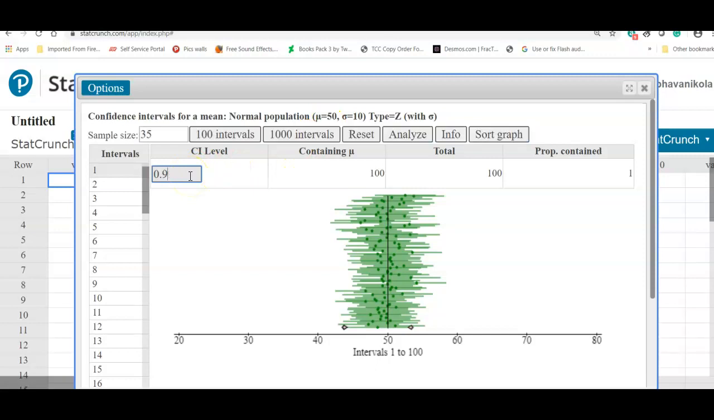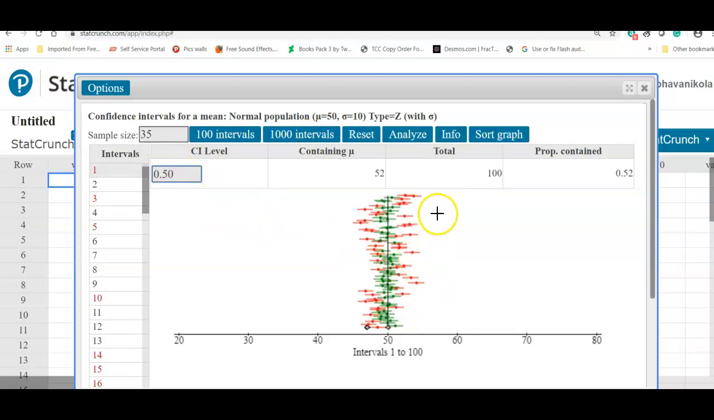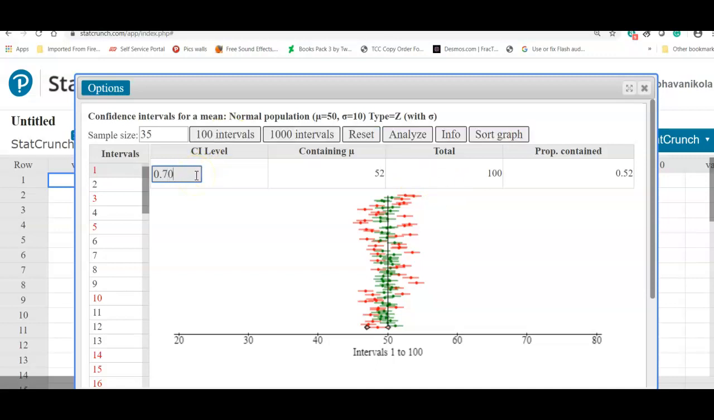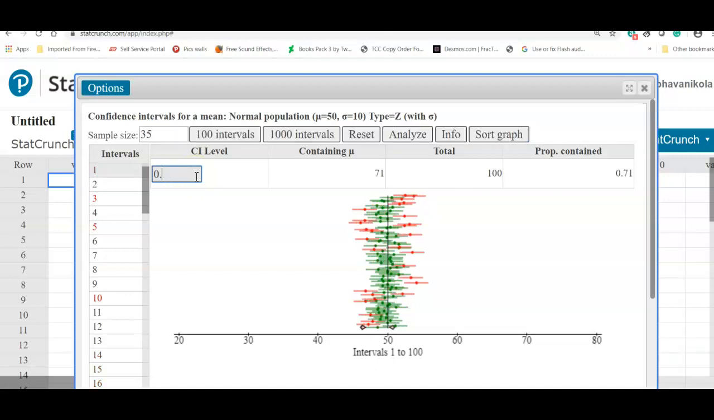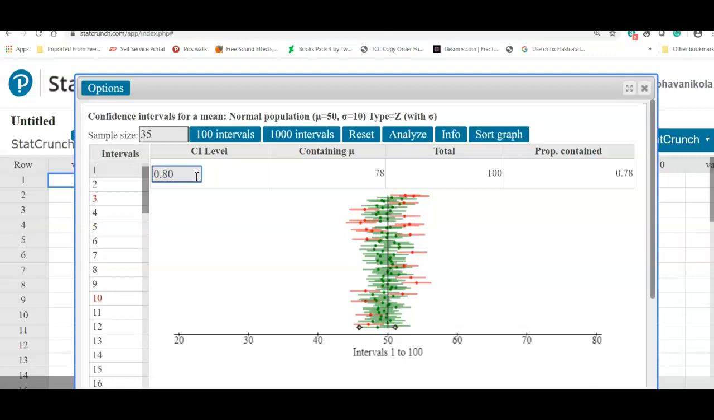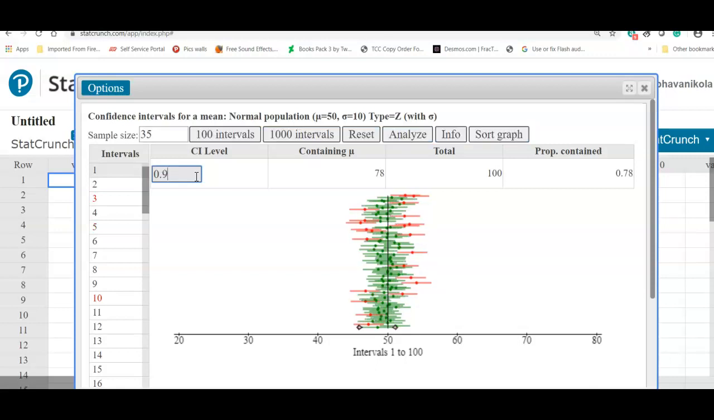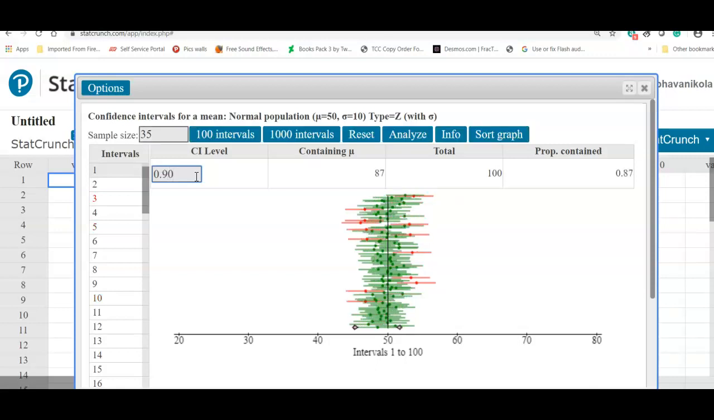Now let me show you what happens if I take 50. You will see a lot of red spots. Do you see that? So what am I telling you? I'm telling you only 50% of my samples contain the population mean. Now, as I keep increasing the confidence level, the green values keep increasing. You see that? 70. Let's look at 80. Let's look at 90. You will see that the red kind of disappears.